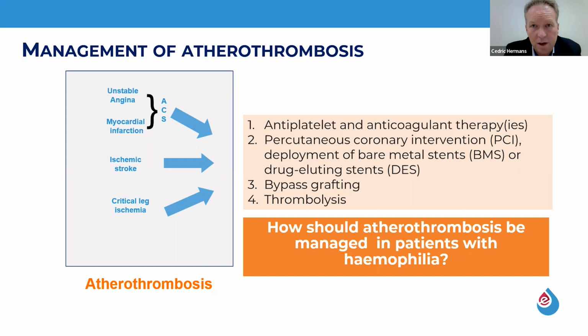So as you understand, our patients with hemophilia are at risk of developing atherothrombotic events, and our patients will need specific treatment. That could be antithrombotic agents, antiplatelet, anticoagulant therapies, or patients might be candidates for some sort of percutaneous coronary intervention with stent, and we have different types of stents. Bypass grafting could be an option, as well as thrombolysis. So clearly an important question here: how should we manage our patients, and what's the role and the place of each of these strategies? How should we manage atherothrombosis in patients with hemophilia? This is the next question that Robert will soon address.